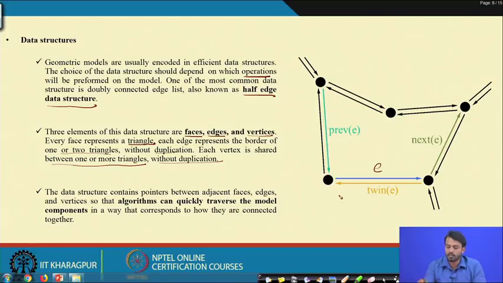So this complete 3D model will be developed with the help of these fundamentals: the pointer should store the previous edge, the pointer should store the next edge, and the pointer should store the adjacent edge of another triangle.